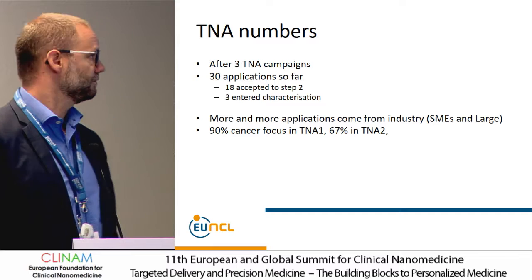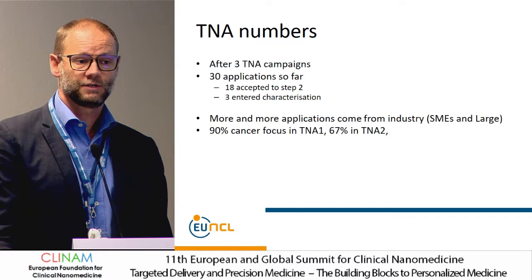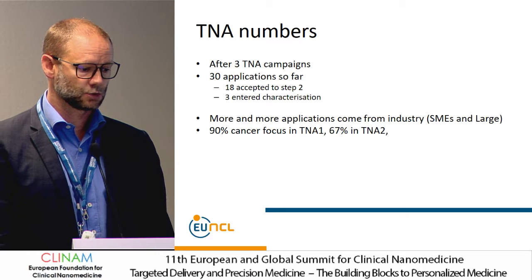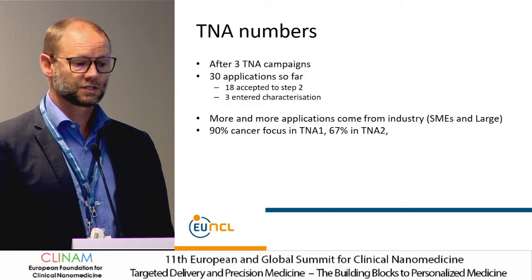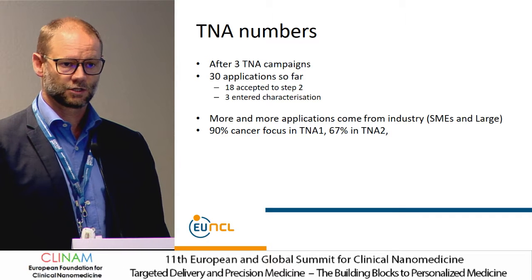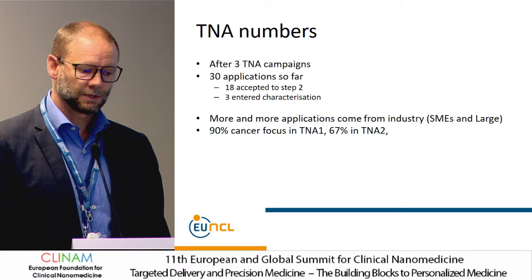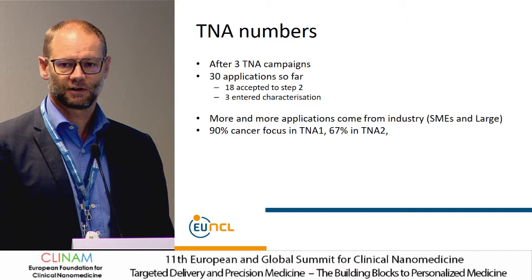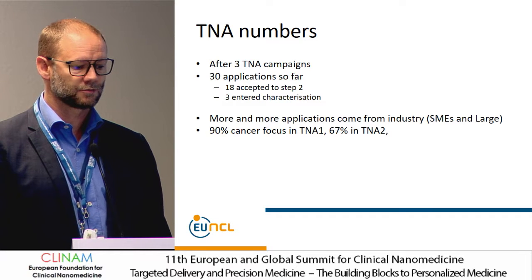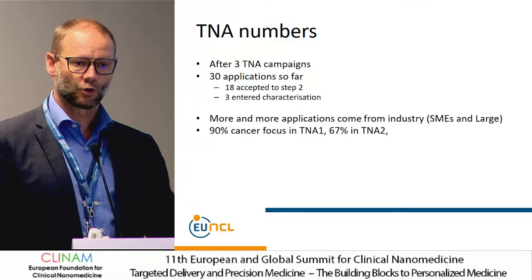So just to give you an overview of where we are in this selection process, after 3 TNA application campaigns, we have had 30 applications so far. 18 of them have been to step 2, and 3 entered characterization yet. We have 6 more to enter characterization. So we have more and more applications from the SMEs. And initially, 90% of our applications were cancer, and now it represents only 75%. We have other diseases. We're open to all diseases.